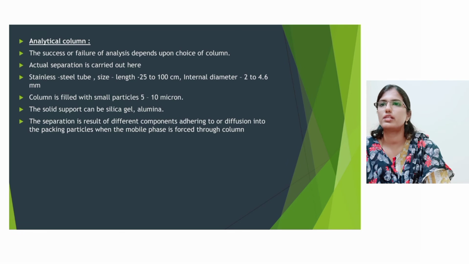The success or failure of analysis depends on the choice of column. Actual separation is carried out here in the analytical column. A stainless steel tube of length 25 to 100 centimeters, with internal diameter 2 to 4.6 mm, is used. The column is filled with small particles, that is 5 to 10 microns. The solid support can be silica gel or alumina. The separation is the result of different components adhering to or diffusing into the packing materials when the mobile phase is forced through the column.